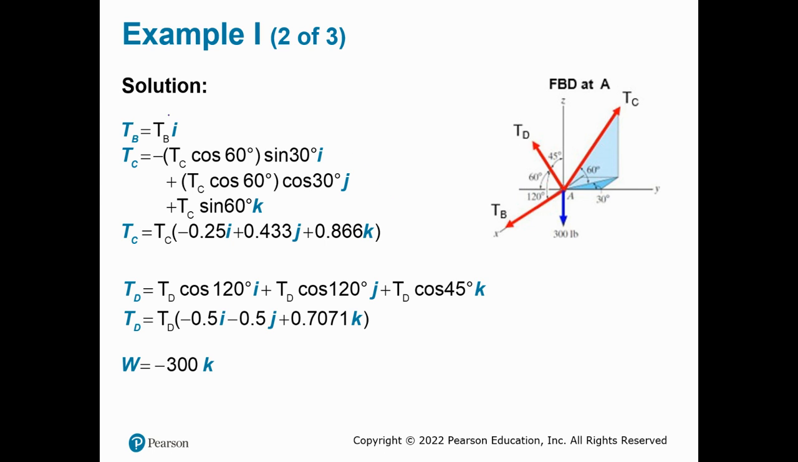Starting with B. B is actually one of the easiest because B is along the x-axis. Imagine the YZ plane is your screen, and then the x-axis is coming out of the paper, coming out of the screen. So vector B, tension TB, is coming out of the paper along the x-axis. So TB will only have the i component. There's no z or y component because it's on the x-axis.